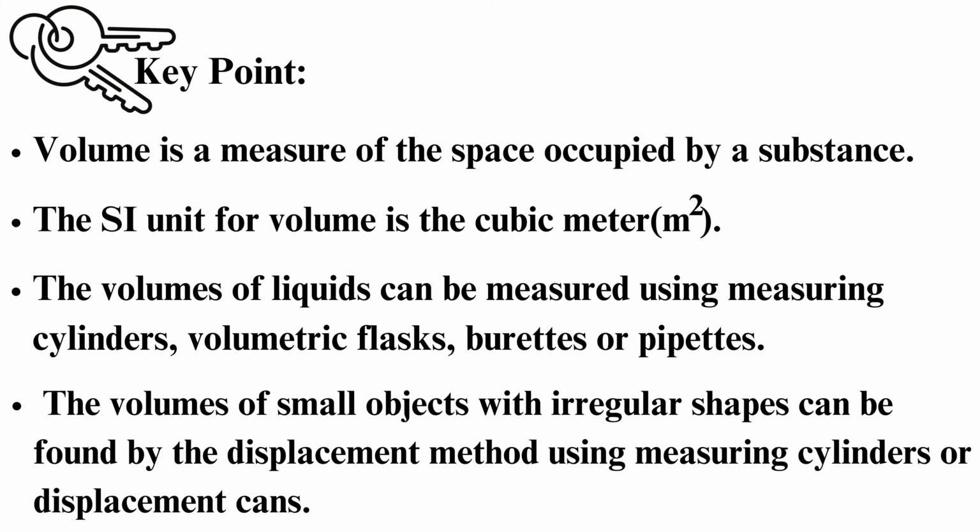Volume is a measure of the space occupied by a substance. The SI unit for volume is the cubic meter. The volumes of liquids can be measured using measuring cylinders, volumetric flasks, burettes, or pipettes. The volumes of small objects with irregular shapes can be found by the displacement method using a measuring cylinder or displacement can.